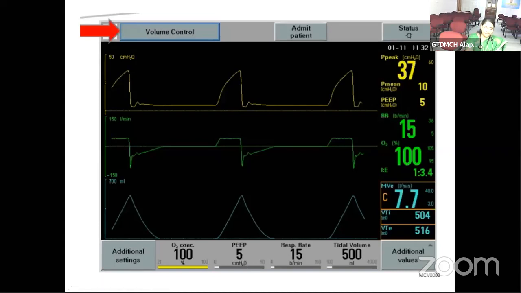So that is set as 5. We can arbitrarily set it. Then this is the respiratory rate setting. We can set the respiratory rate. Here it is set as 15. It is not for ARDS.